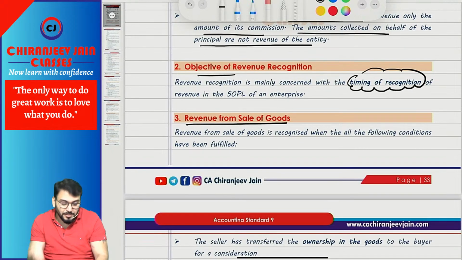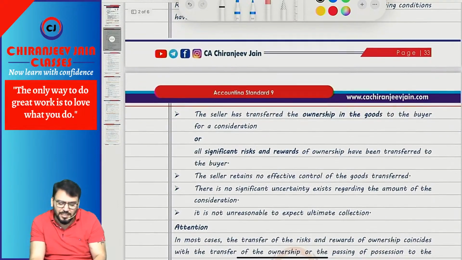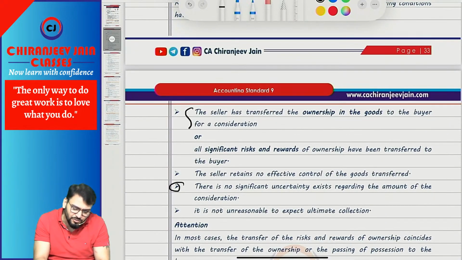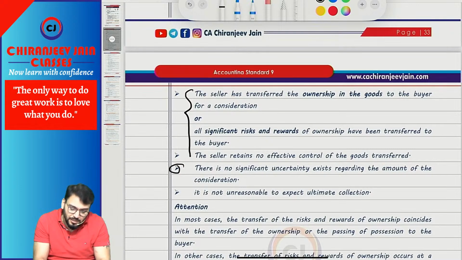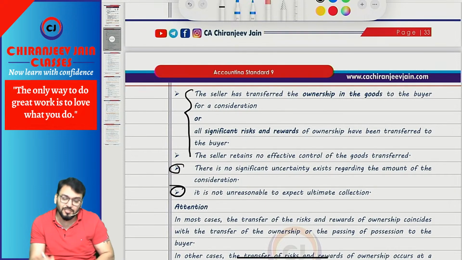Correct. So revenue from sale of goods is recognized when all the following conditions are satisfied. How many conditions have they given? Three conditions. Out of that, two conditions are actually one condition; I have combined them. The last two conditions are always the same for all revenue recognition, whether it is revenue from sale of goods, rendering of services, or use of enterprise resources by others. These two conditions will be the same for all. So first let us do these two conditions.